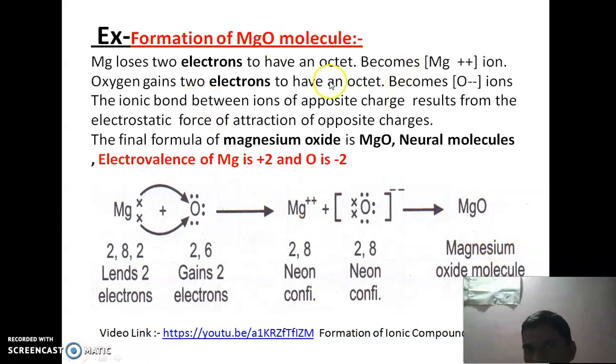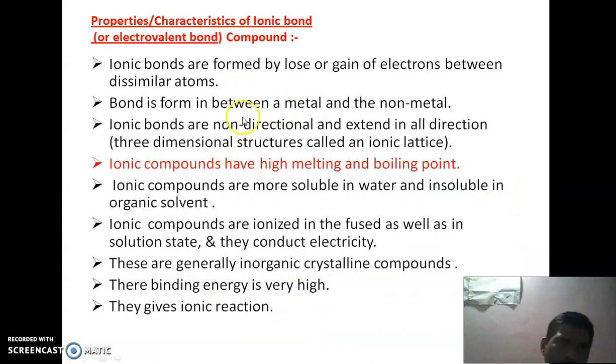At the time of formation of MgO, the magnesium loses 2 electrons, and therefore its electrovalency is +2. Oxygen gains 2 electrons, and its electrovalency is -2. Okay. Now the properties of the ionic bond or electrovalent bond, or properties of ionic compounds or electrovalent compounds. In short, ionic bonds are formed by loss or gain of electrons between atoms.